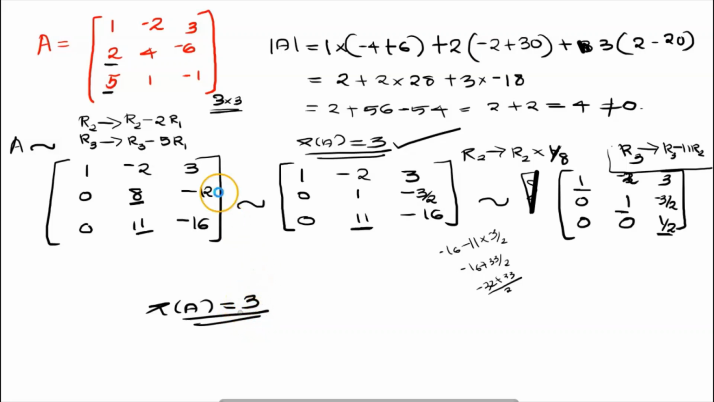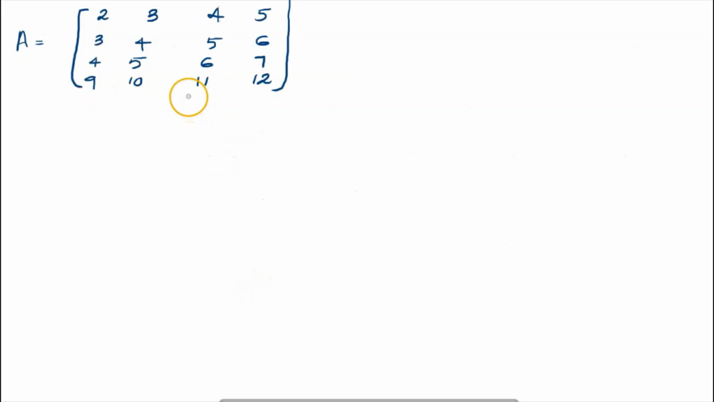Let's take another example. So here I have a 4 by 4 matrix, and I am reducing the matrix A. First I want to make the entries below the first pivot 0. In order to reduce these to 0, I am making this 2 as 1 so that it is easy to reduce. That means I am changing R1 into R1 by 2.